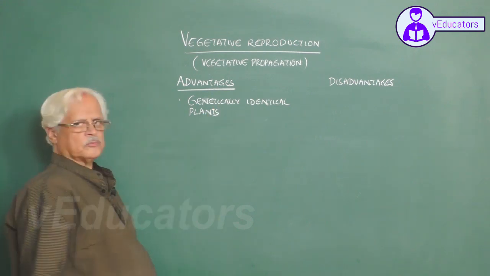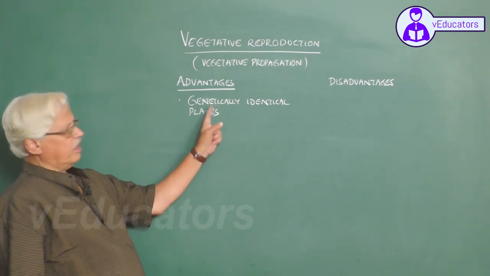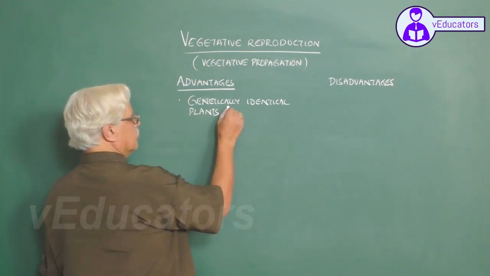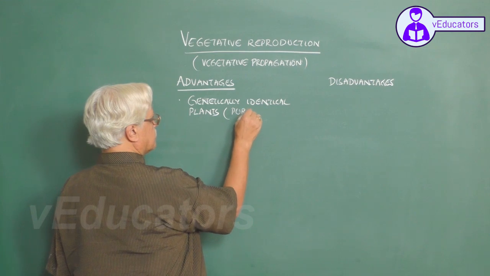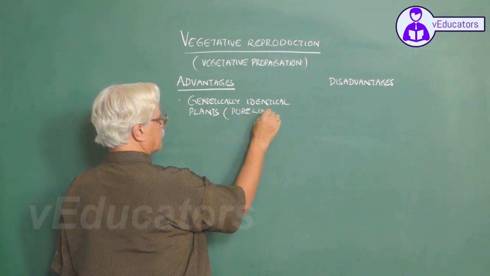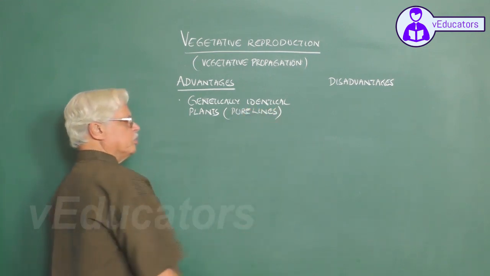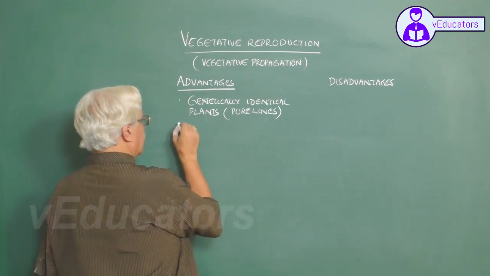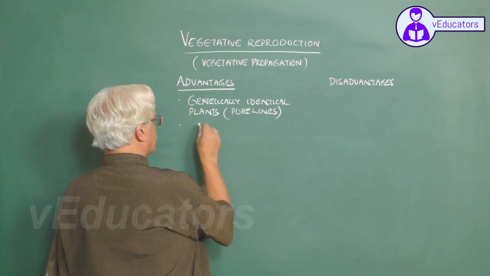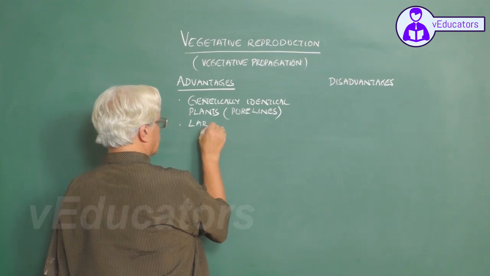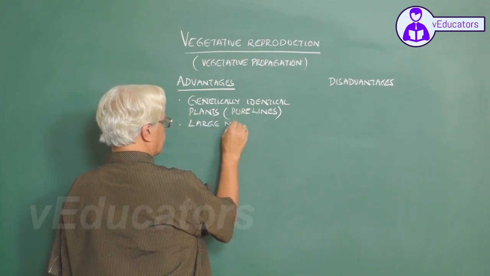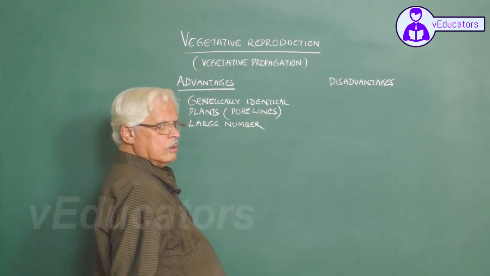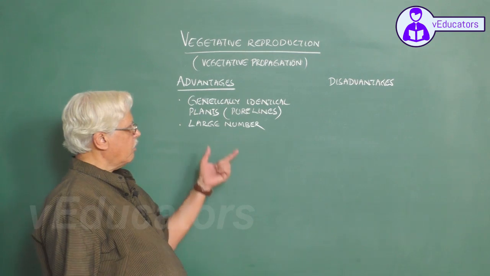you can get genetically identical plants, what are described as pure lines. Another advantage is plants can be developed in large number.